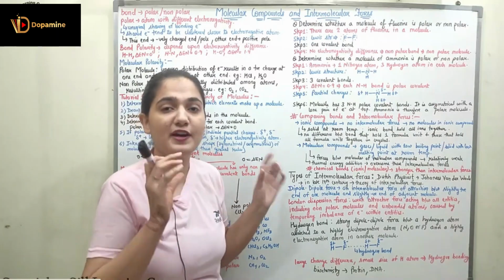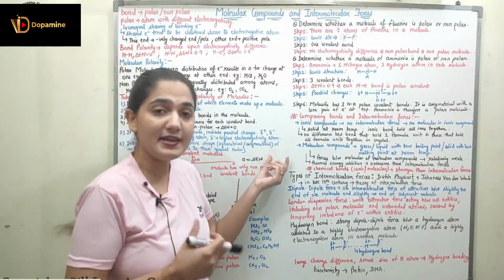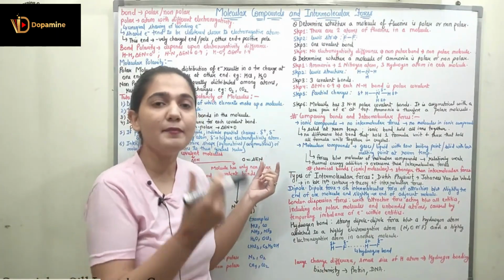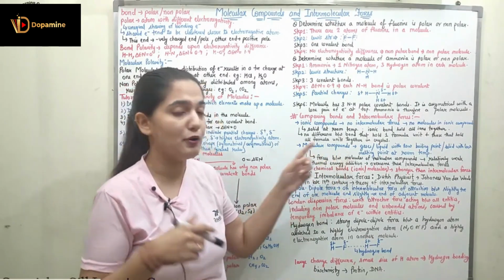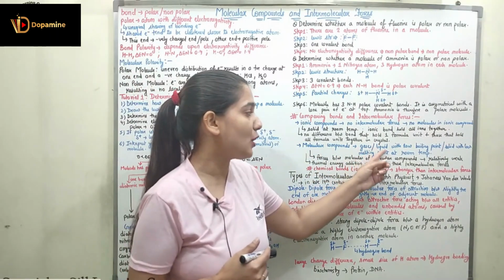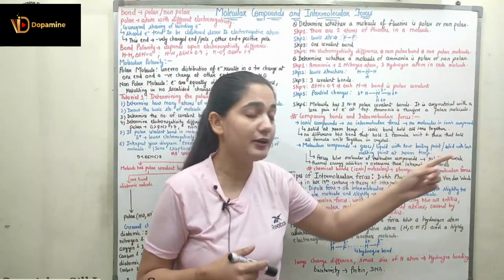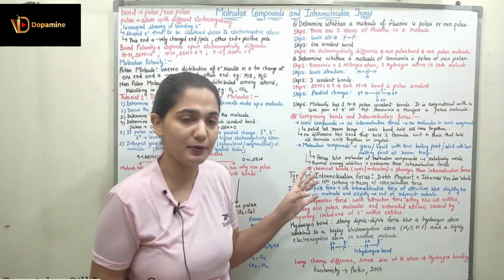So there is no different bond which is connecting one NaCl with another NaCl. The same ionic bond is connecting all of the NaCl. Coming to the molecular compounds, they are generally gases or liquids with low boiling point, or solids with low melting point at room temperature.